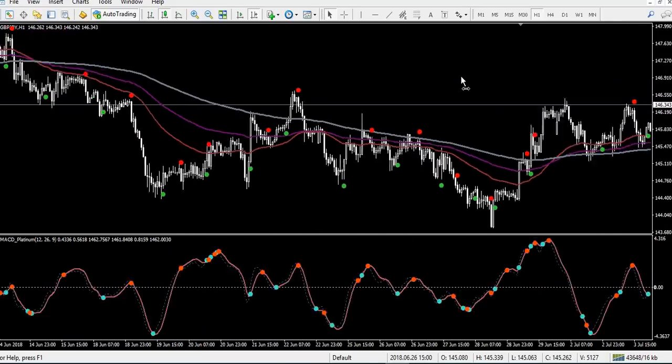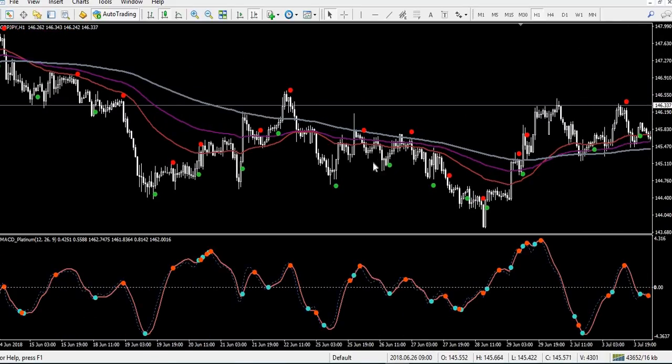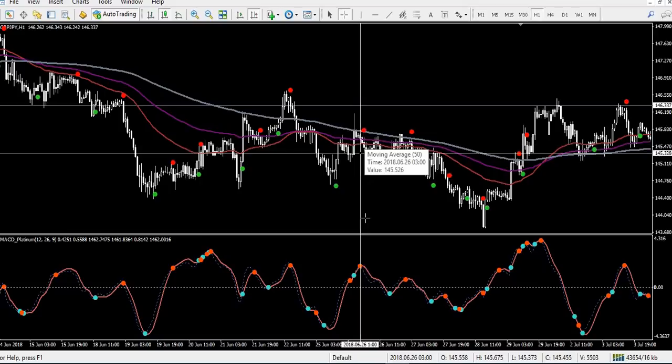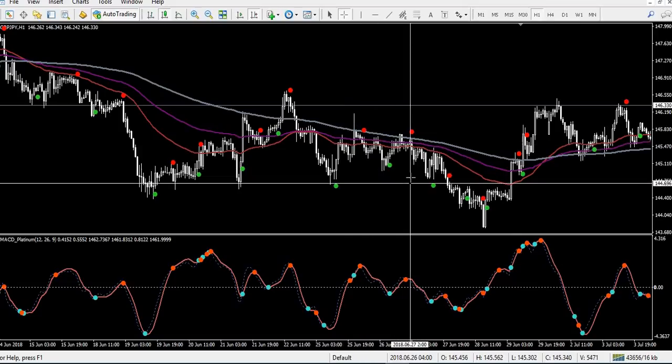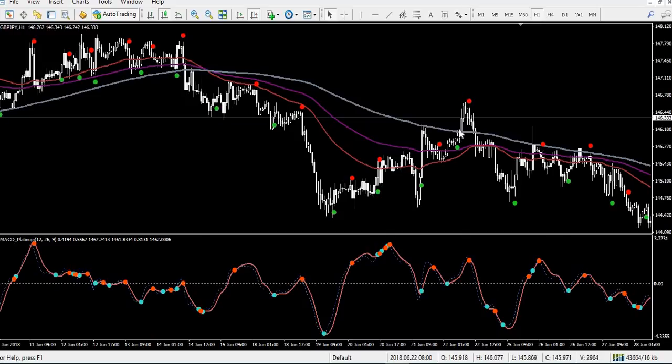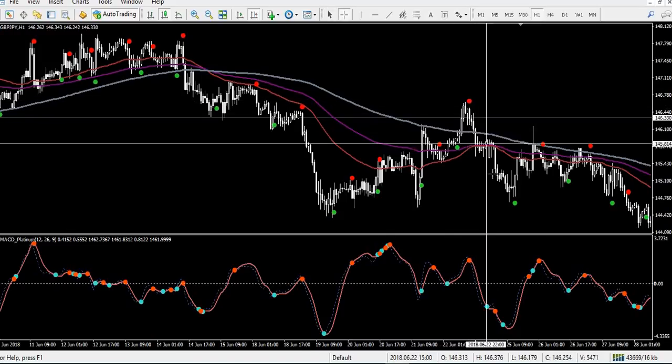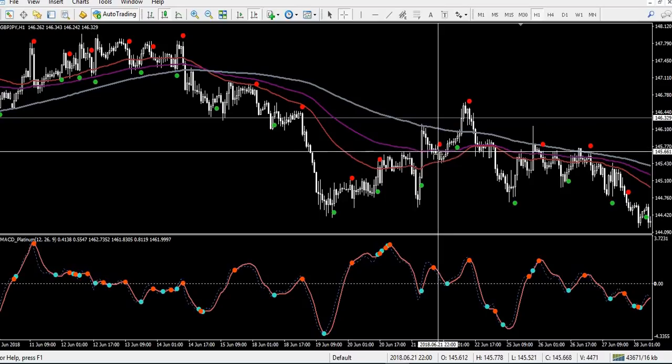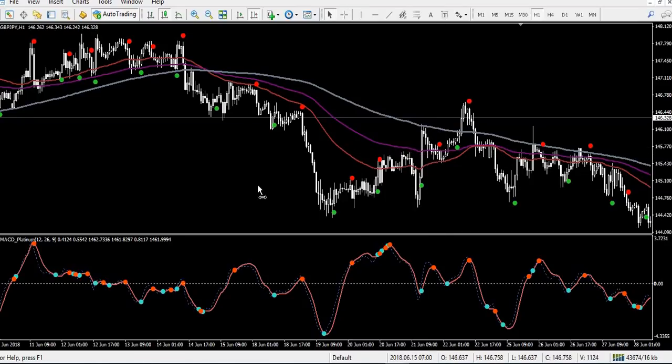Don't know why. Even in a downtrend, look at that. MACD's above the zero level, red dot. Same here, even there, that's a sell trade. This one here would have been a loser. It's not perfect.